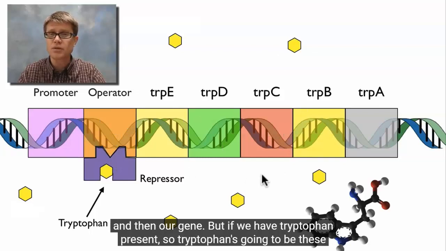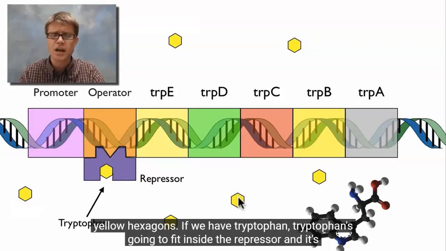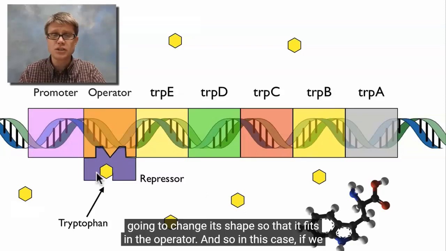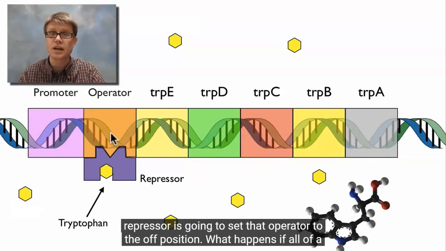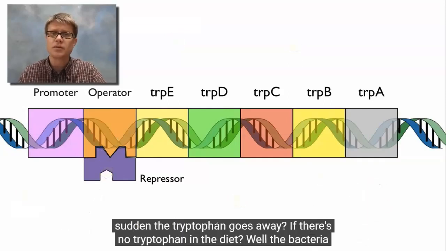But if we have tryptophan present, tryptophan is going to be these yellow hexagons, it's going to fit inside the repressor, and it's going to change its shape so that it fits in the operator. And so in this case, if we have a bunch of tryptophan present, then we don't want to make tryptophan. And so the repressor is going to set that operator to the off position. What happens if all of a sudden the tryptophan goes away?